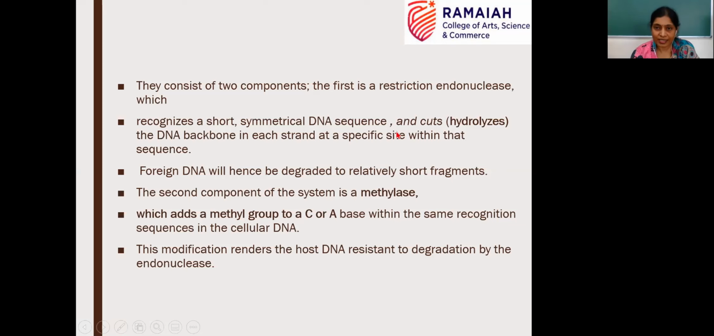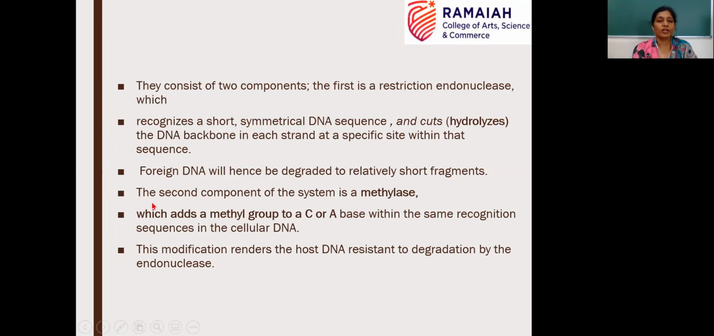Then it recognizes and cuts the DNA backbone in each strand at a specific site within the recognition sequence itself. So these restriction endonucleases recognize the specific recognition sequence and cut both the strands of DNA at a specific site, usually within the recognition sequence of the target DNA. When this cutting or degradation takes place, the foreign DNA will be degraded into short fragments. That's how it becomes inactive. Because I mentioned that these restriction modification systems occur in bacteria as a defense mechanism to the cell.